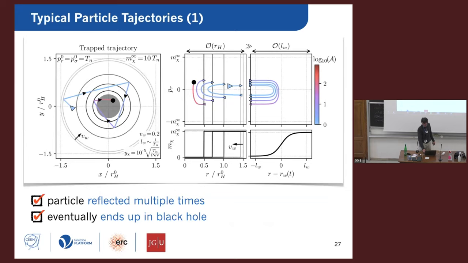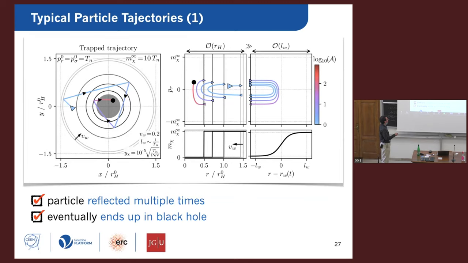So here's what the typical trajectory of such a particle looks like. It starts out somewhere, then it gets reflected off the bubble wall a number of times. The bubble shrinks as this happens. So each of these concentric circles indicates the position of the bubble wall upon reflection. And then eventually it ends up inside the forming black hole. So why doesn't it annihilate? That's just a choice of parameters. We just assume that the Yukawa coupling is sufficiently small that it doesn't annihilate.